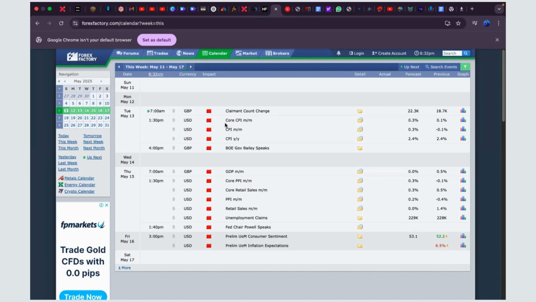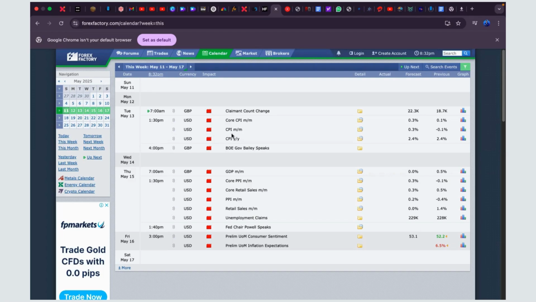Around 1:30, we have core CPI. This is a very, very major driver of the market. So we have to pay very close attention on Tuesday. We have to be very, very careful going into the market on Tuesday. And obviously, we might be having an analysis on Tuesday morning before the CPI around 1:30 and 4 p.m.